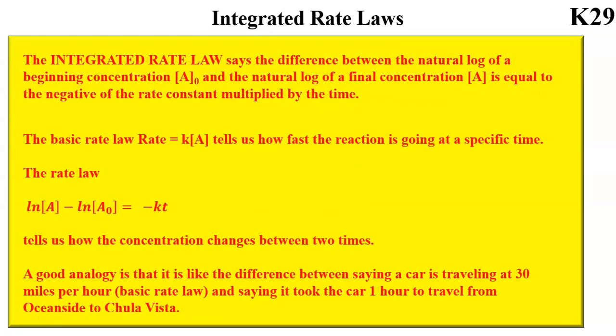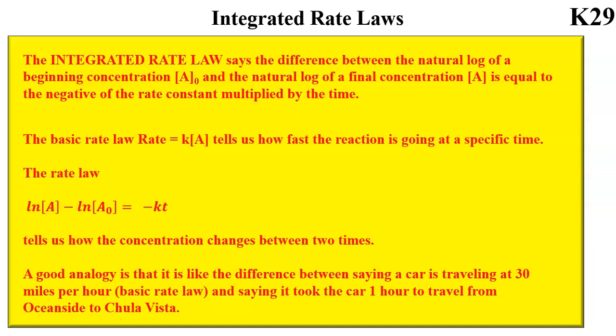So the integrated rate law says the difference between the natural log of a beginning concentration and the natural log of a final concentration is equal to the negative of the rate constant, k, multiplied by time. The basic rate law, k times the concentration of A, tells us how fast the reaction is going at a very specific time. The integrated rate law, ln A minus ln A0 equals negative kt, tells us how the concentration changes between two times.